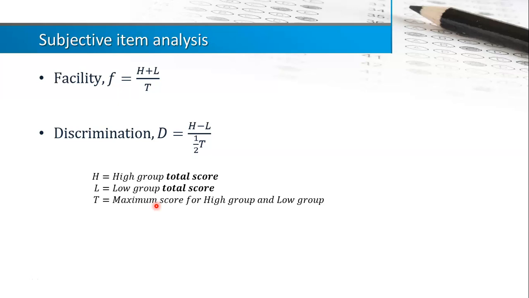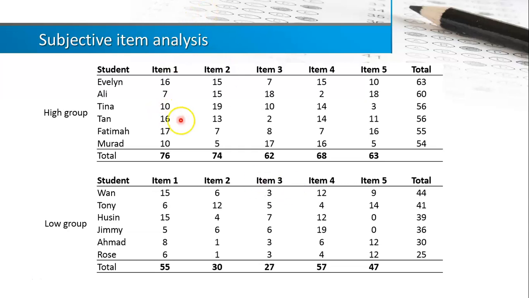It is similar to the objective. Actually, the objective is more similar to the subjective. The true understanding of facility and discrimination is like this one. H is calculating the total score for the high group, L is for the low group total score, and the maximum is also based on the total score. The objective is a special case because the number of candidates who answered correctly is actually the total score, right? The same thing.